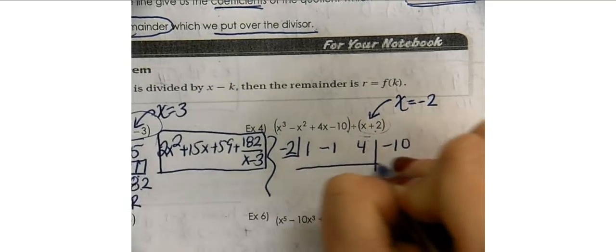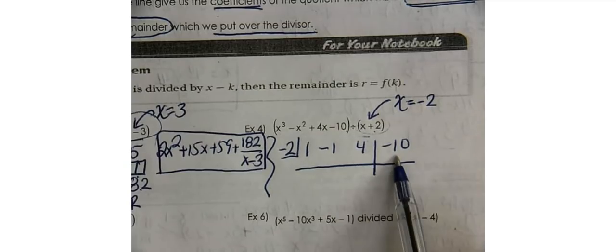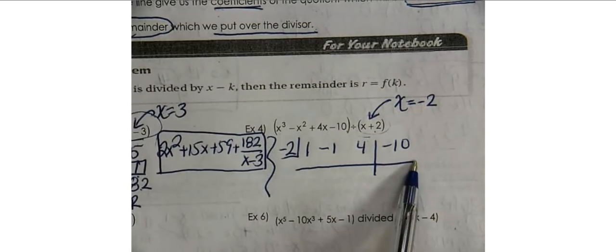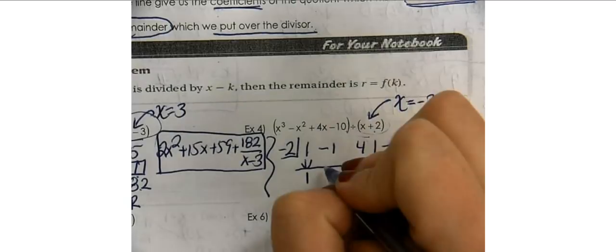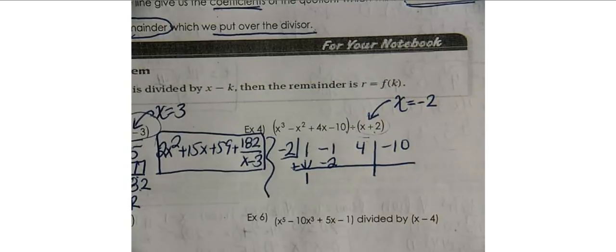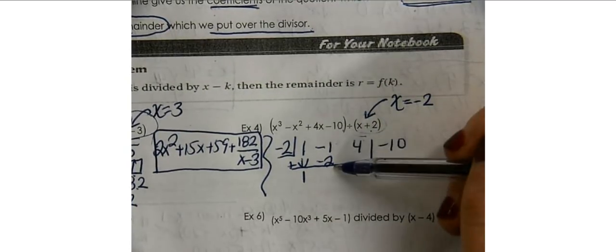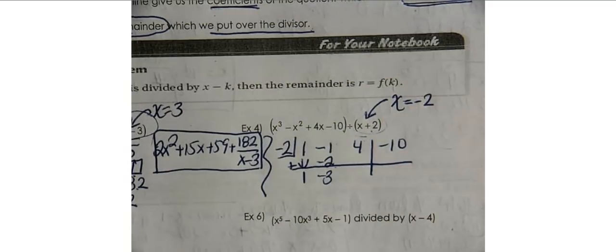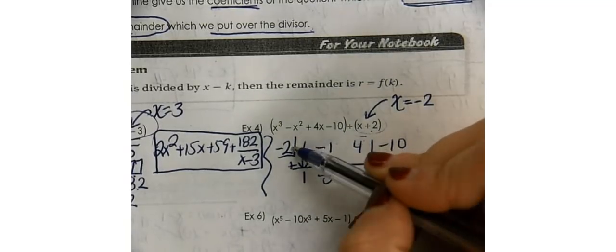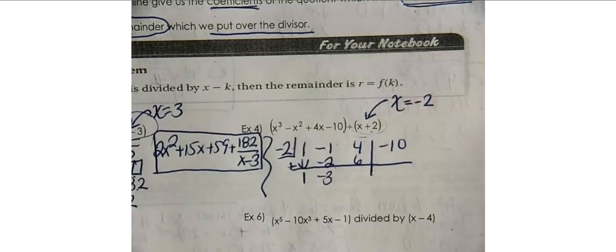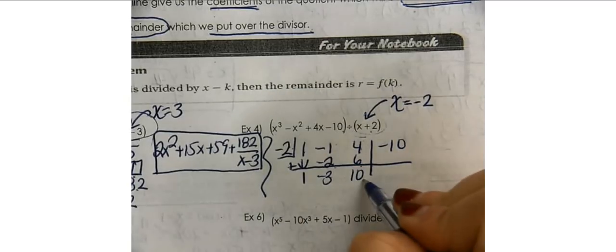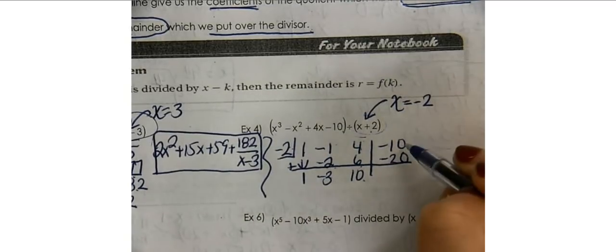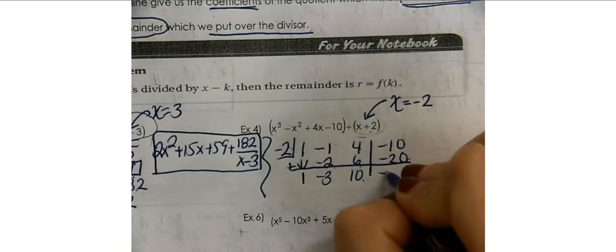I'm going to put a vertical line going through my last two numbers and a horizontal line going straight across. I'm going to bring down my first term, which is 1, and multiply -2 times 1. That's going to be equal to -2, and now I'm going to add going straight down. -1 minus 2, that's -3. I'm going to repeat the process. -2 times -3 is 6. 4 plus 6 is 10. -2 times 10 is -20, and -20 plus -10 is -30.